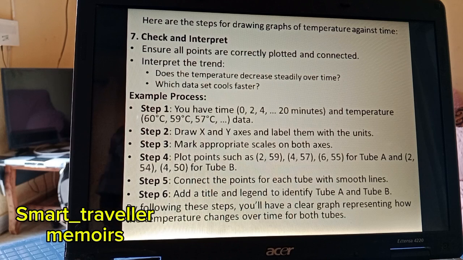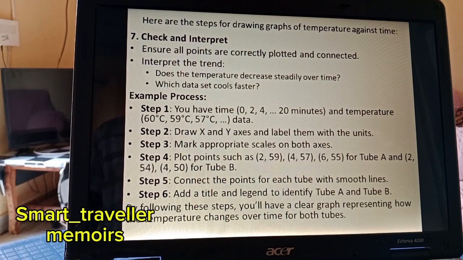Check and interpret. Ensure all points are correctly plotted and connected. Interpret the trend. Does the temperature decrease steadily over time? Which data set cools faster?